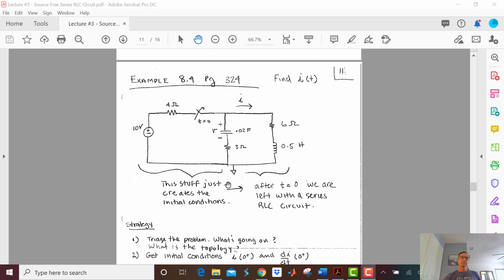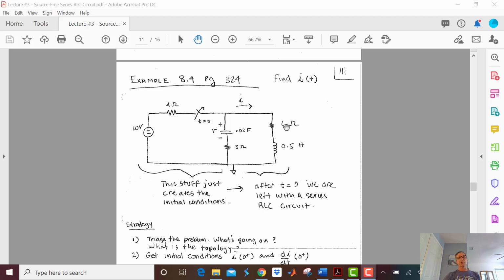So let's do an example. Now, here's a circuit, and we've been looking at circuits like this as we've been digging through the initial conditions. And now we're going to do the initial conditions, plus we're actually going to get this current I as a function of t. So let's triage things a little bit. First of all, the stuff on the left here, it just creates the initial conditions.